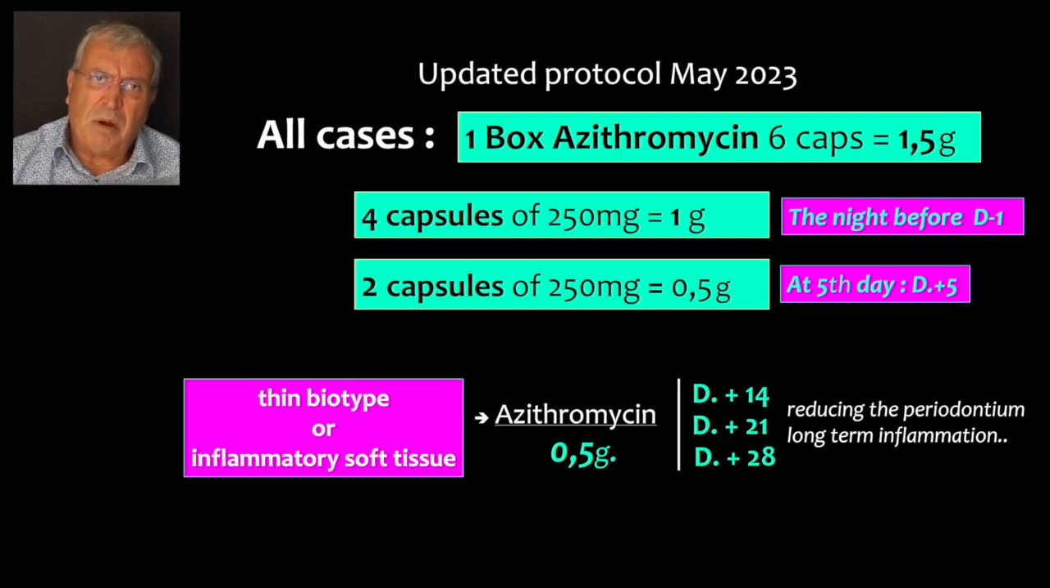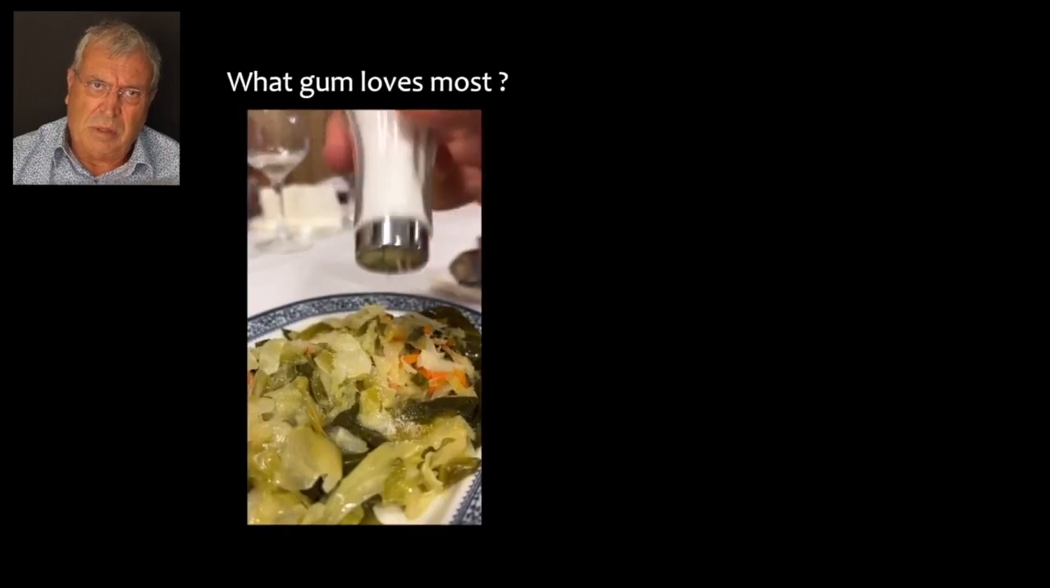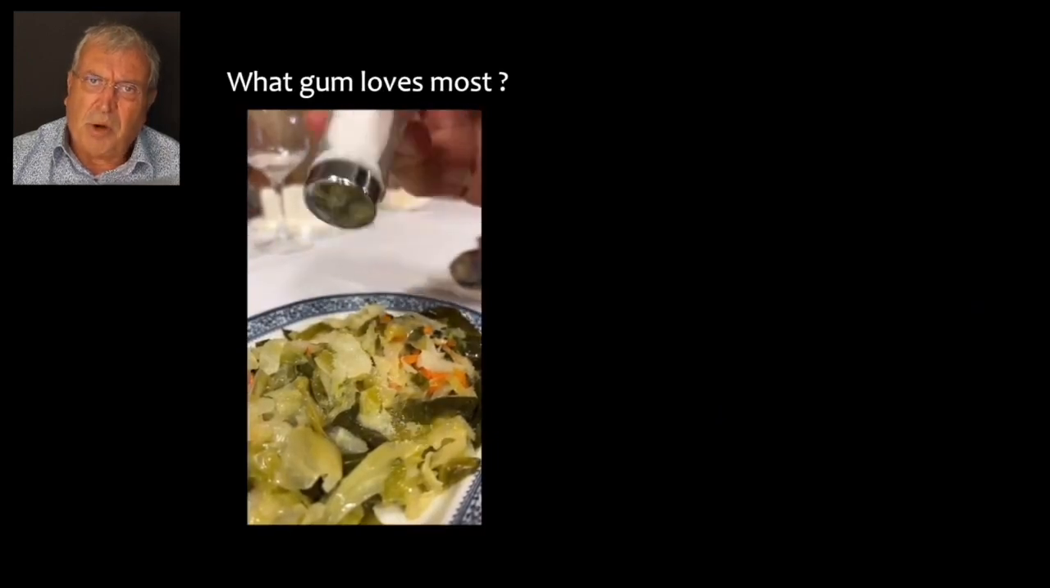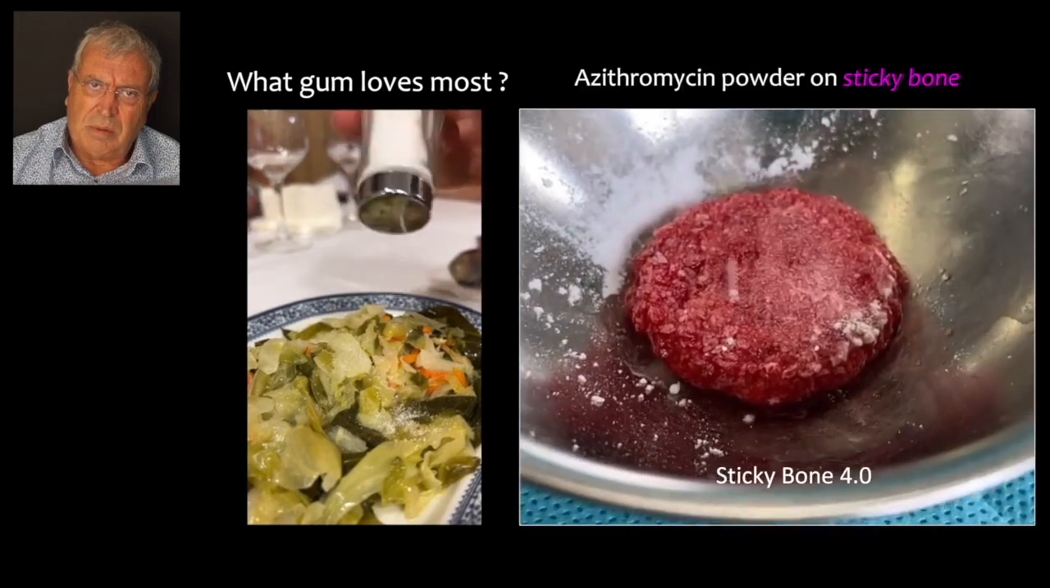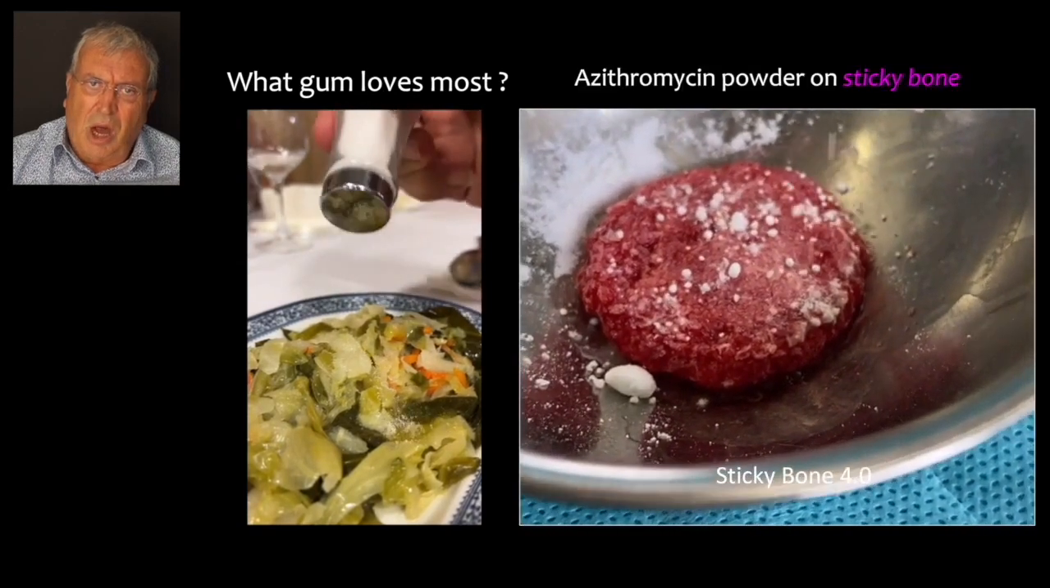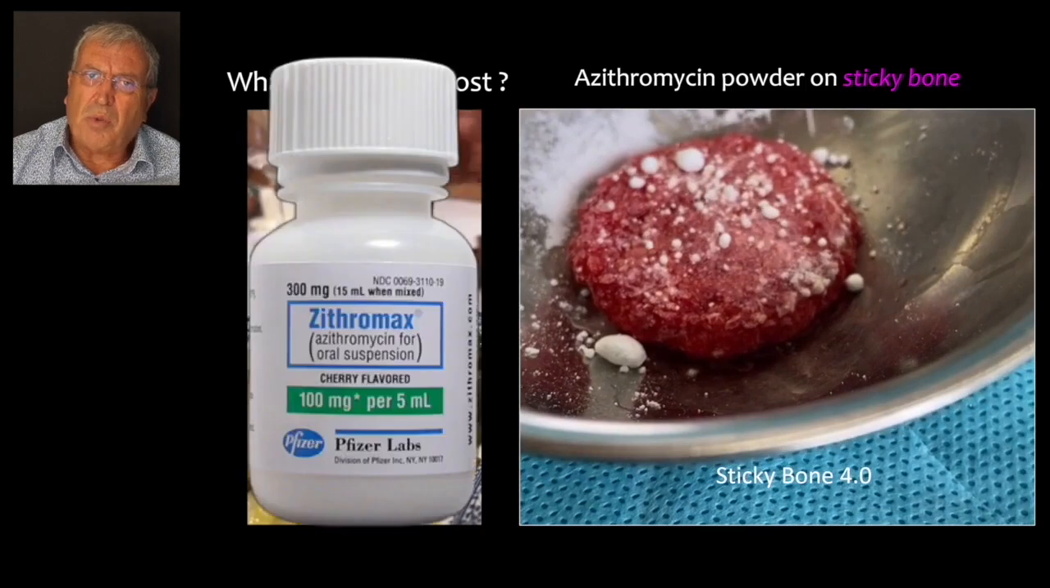But what do the gums love most? Azithromycin powder on a sticky ball. How to get the powder? It's very easy. You go to the pharmacy and you ask for Zithromax or azithromycin for kids. It's a bottle of suspension. And then the powder, you use it directly from the bottle. We don't need to ask for caps or anything.